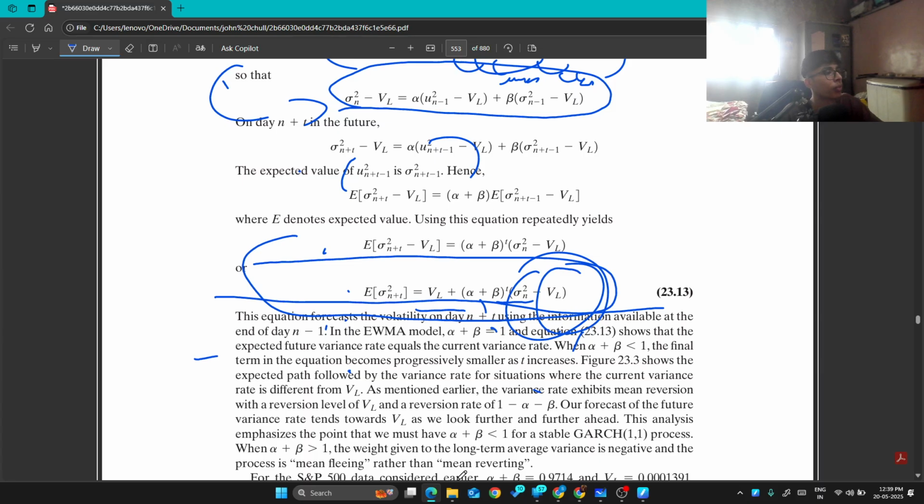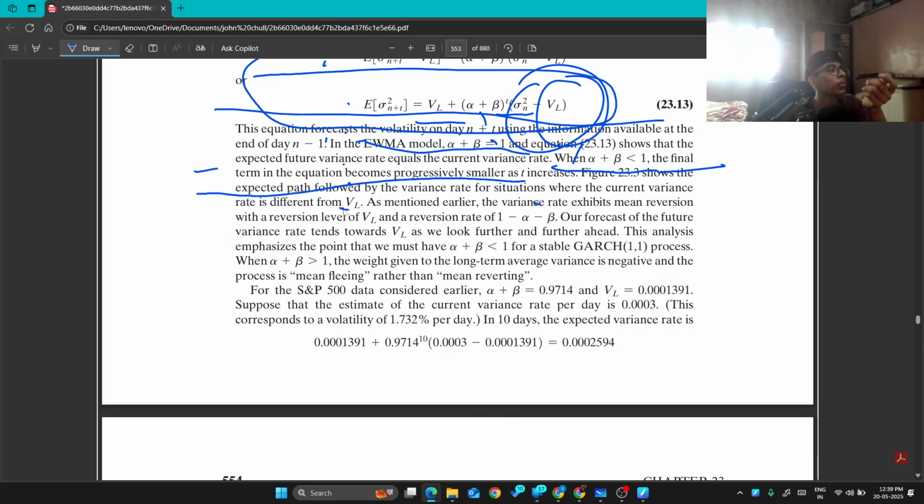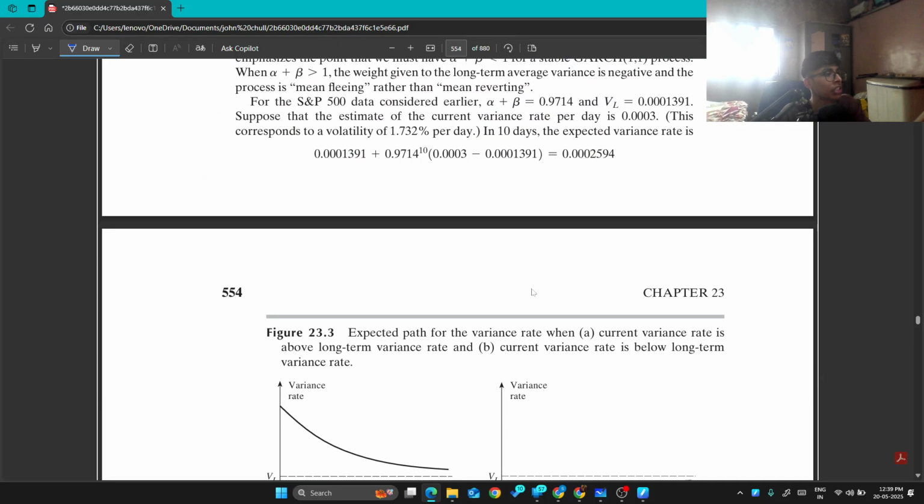in the EWMA model we had alpha plus beta equal to 1, and if alpha plus beta is less than 1, then the final term of the equation becomes progressively smaller. The term becomes smaller. If it is bigger, it has a larger value. But in our GARCH model, we have a long-term mean, and for that we have a reversion rate, how the term decreases. That is 1 minus alpha minus beta for forecasting, and the rest is the same.